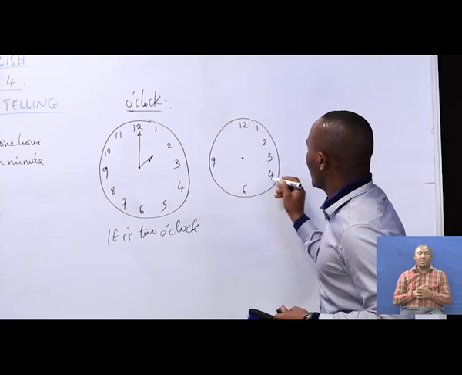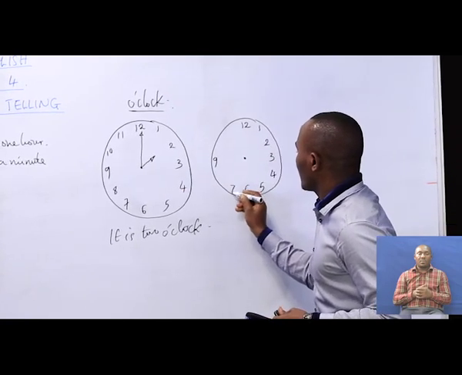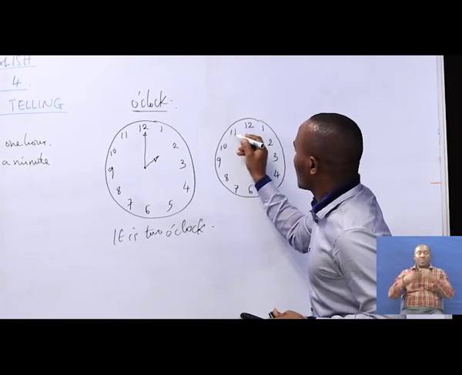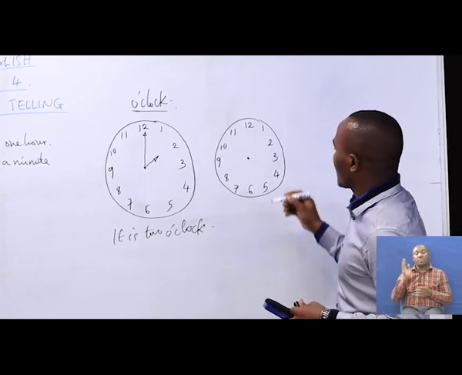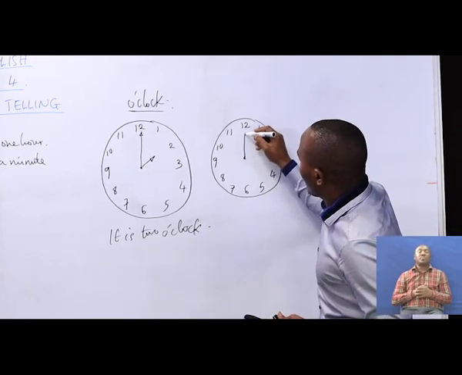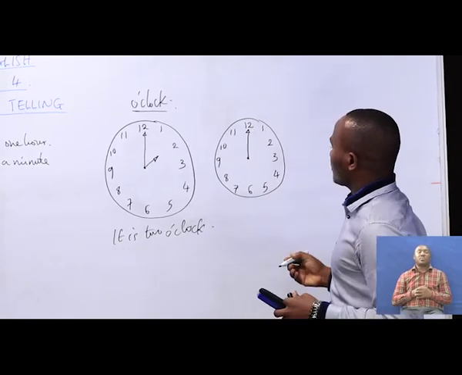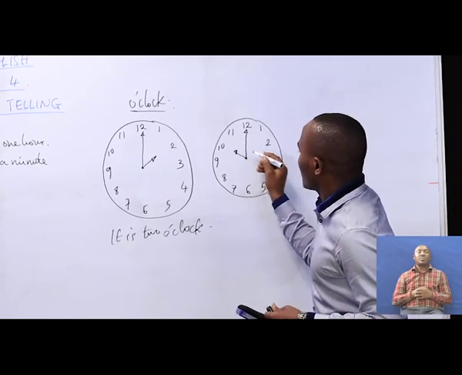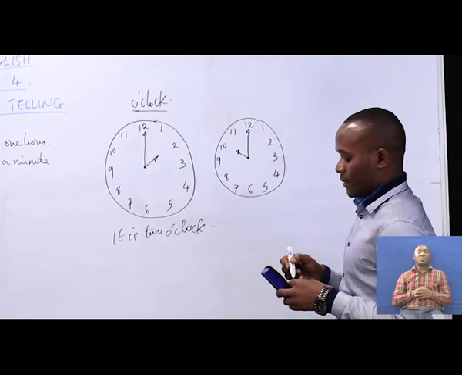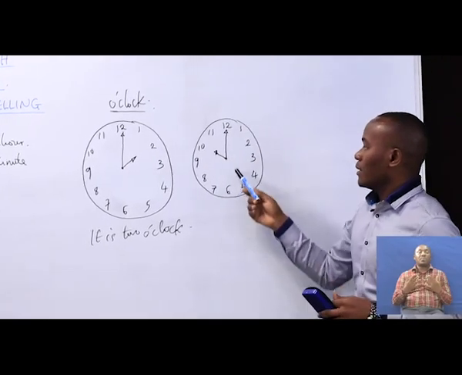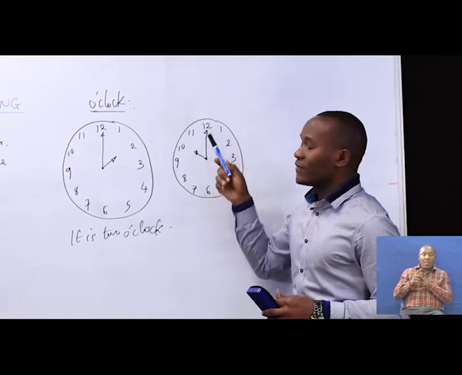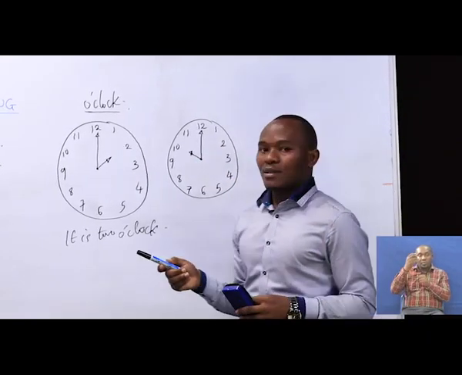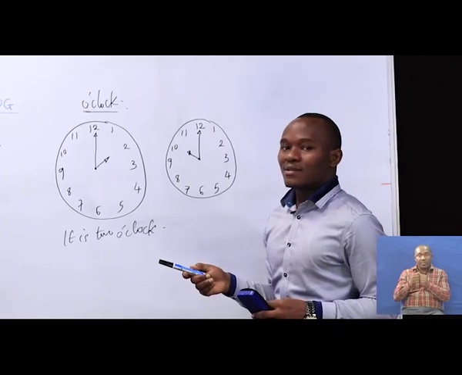Two, 4, 5, 8, 10, 11. We put the long arrow at number 12 there. And let's put here number 10. The long arrow is at number 12 and the short arrow is at number 10. Yes. What time is it?